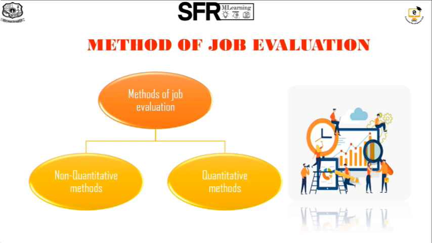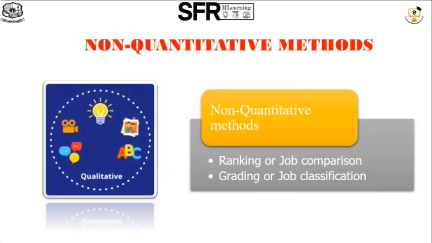Methods of job evaluation. Here these methods are classified into two, non-quantitative methods and quantitative methods. Non-quantitative methods. This method is further classified into two, ranking or job comparison method, grading or job classification method. First one, ranking method. In this method, each job as a whole is compared with other jobs. After comparison, all jobs are arranged from the highest to the lowest in order to their importance judged by duties, responsibilities and demands on the job holder.